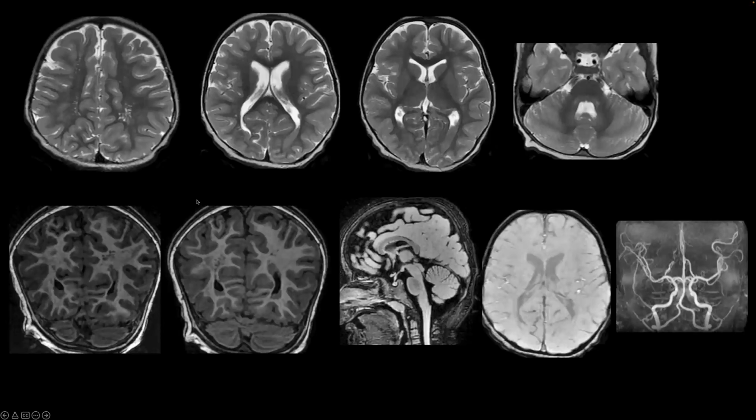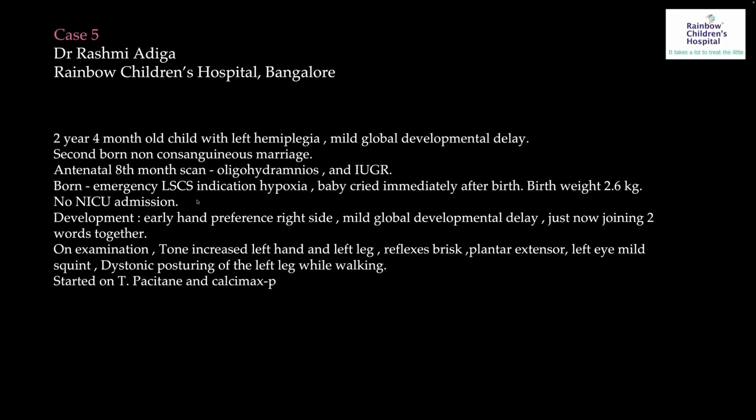Was this congenital hemiplegia? I think he's talking about perinatal, some sort of perinatal hypoxia. So was the hemiplegia from birth, or? Yes. No, it's early hand preference, no? So it's from the age of 6-7 months they've noticed. Okay.